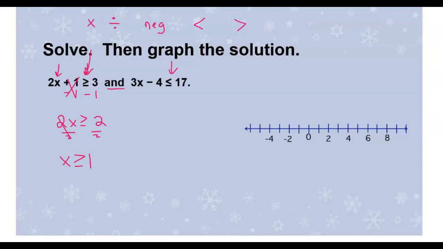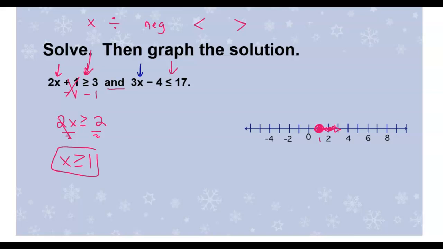So we know that we need to shade everything that is greater than or equal to 1. Well, 1's right here. I need a closed circle, and I'm going to shade to the right, because that is greater than or equal to. All right, now solving the second one.